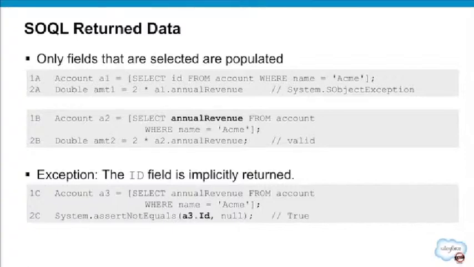Now, the exception to this rule is that the ID is always implicitly returned. So you never need to select the ID unless that's all you need, in which case you've got to have something, so you might as well just write ID in there.